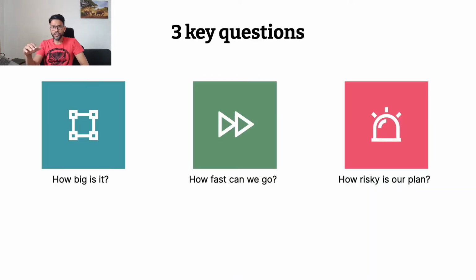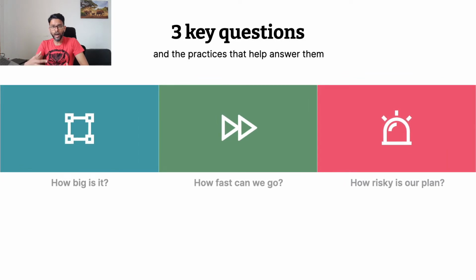So the first question that we're always trying to answer is how big is this problem that we're trying to solve? Once you know how big the problem is, then you're trying to figure out how fast you can go when trying to solve that problem. And the third thing that we always try to get a sense of is how risky is this plan with the size of the estimate and our notion of how fast we can go. And Agile has a few answers in terms of practices to be able to answer these questions.